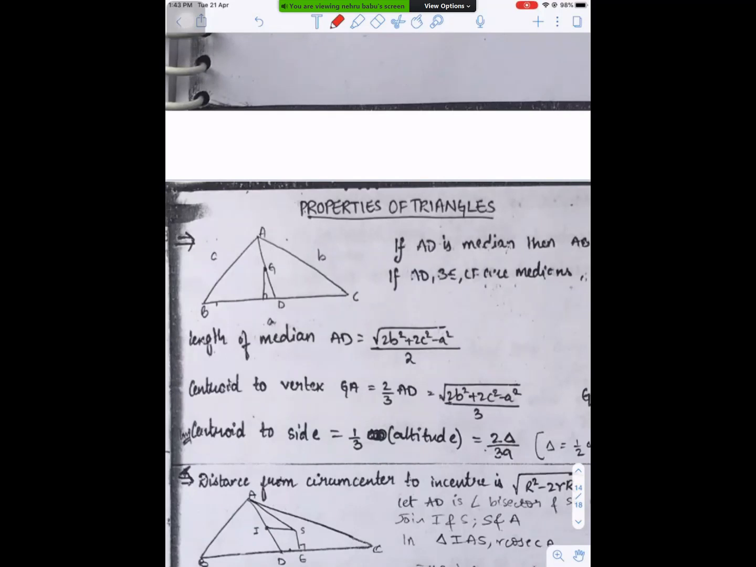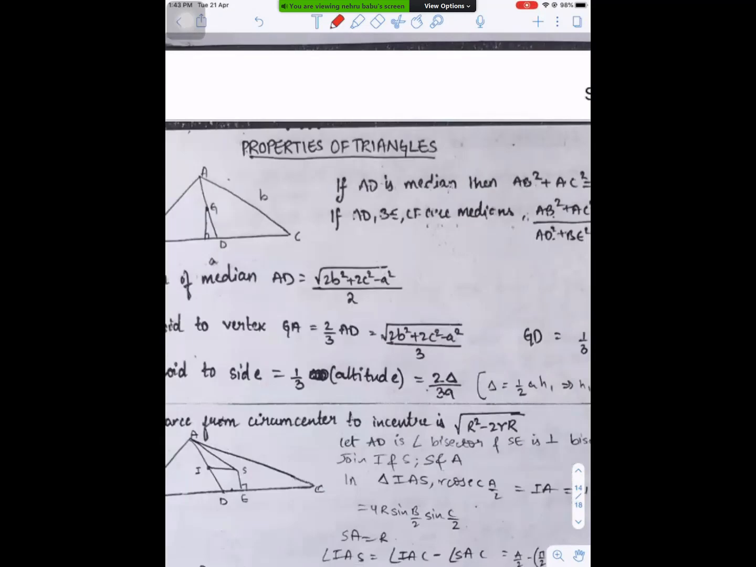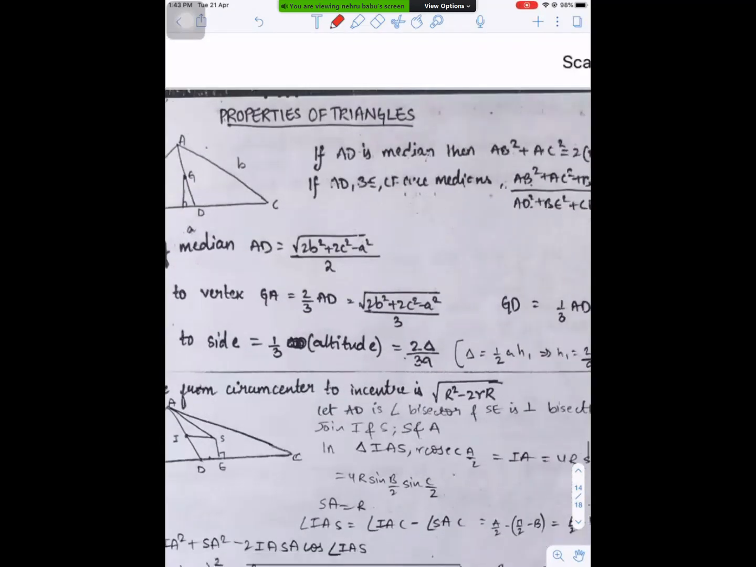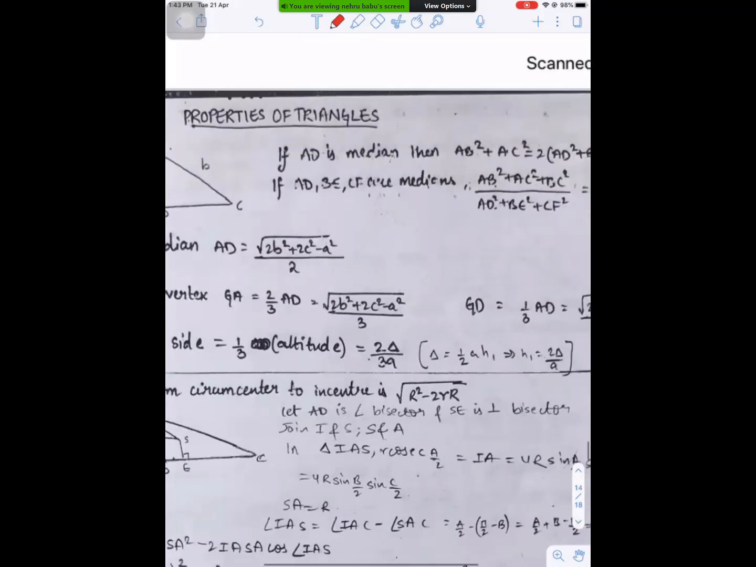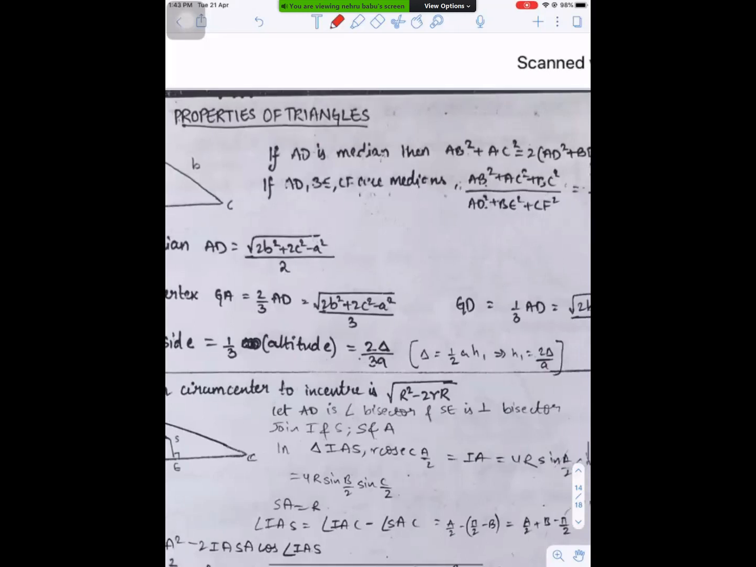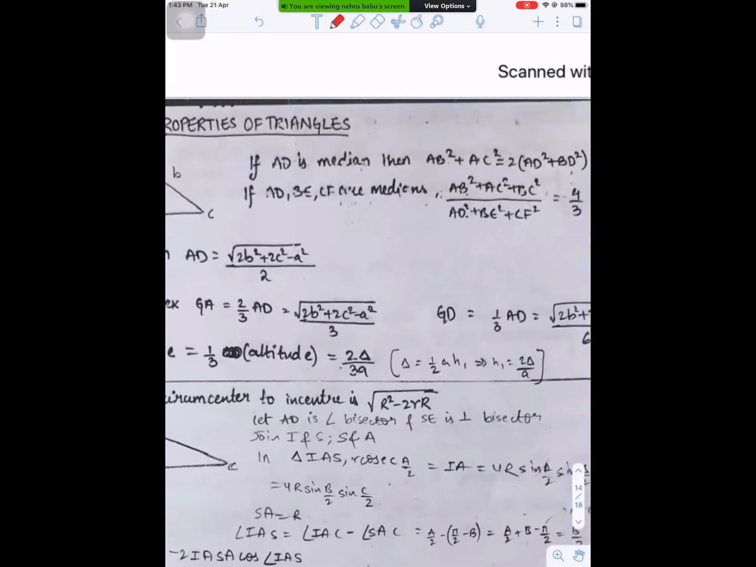And centroid to side distance is 1/3 of the altitude. The altitude length we already know based on that figure. So G to BC is 2 delta by 3a as a formula. The reason is the altitude length is 2 delta by a, because delta equals half into base into height. From this, h1 equals 2 delta by a, so 1 by 3 into h1 is 2 delta by 3a. By using that formula, you can find it.